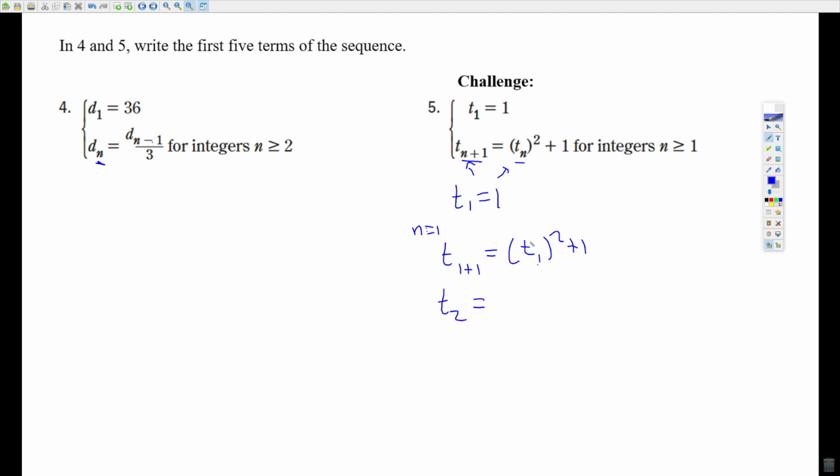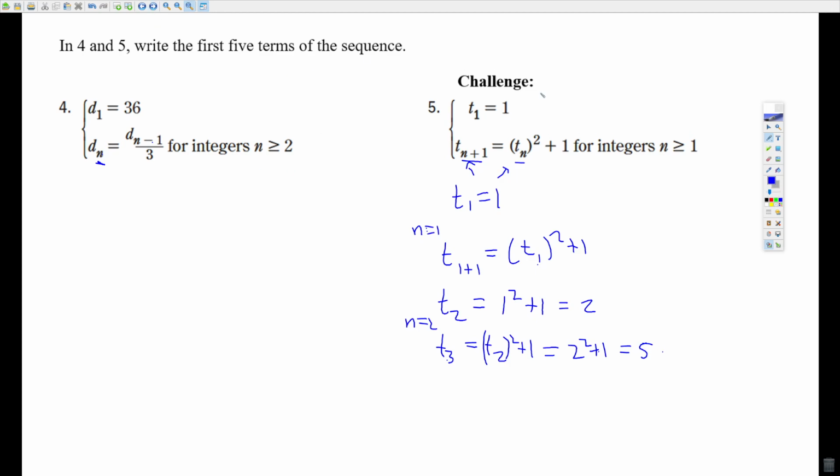So then you would have t sub 1, which is 1. You would square it, and you would add 1, which would be 2. To find the third term, you're plugging in n equals 2. So it'd be 2 plus 1, and then t sub 2 squared plus 1. Take the previous number, square it plus 1, so that would be 5. And you're right at the first 5 terms.